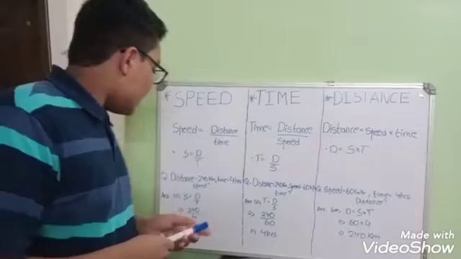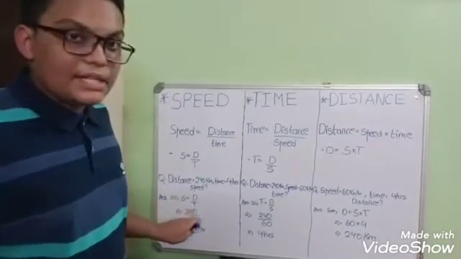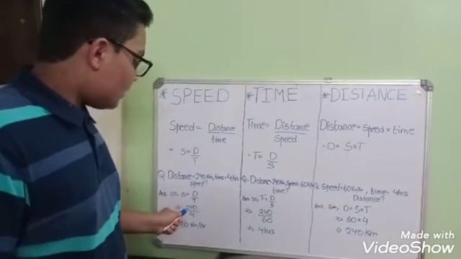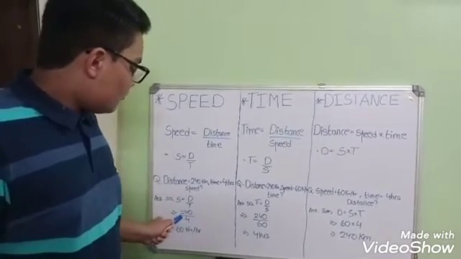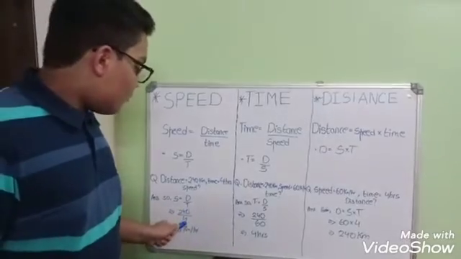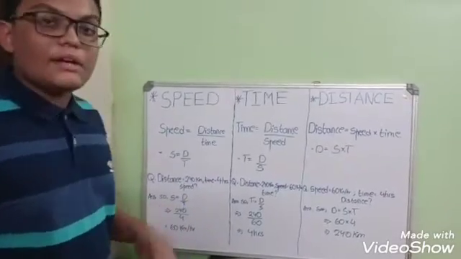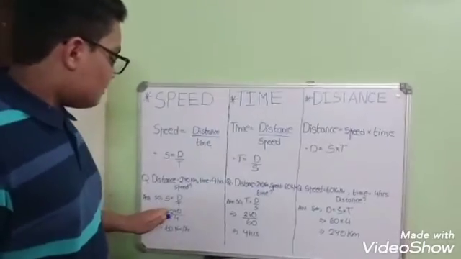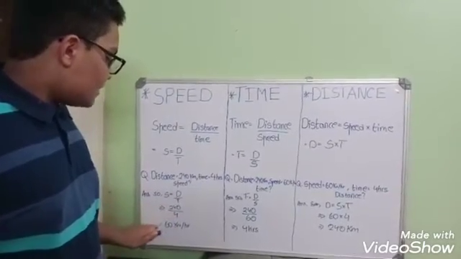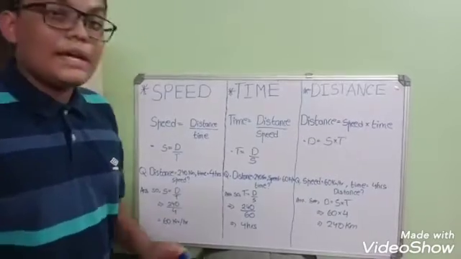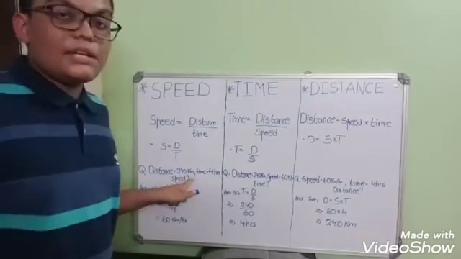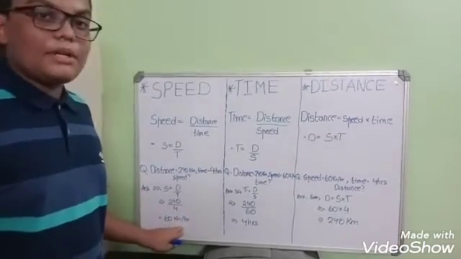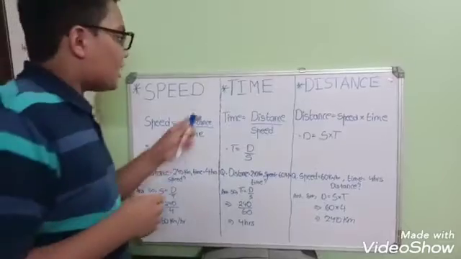As we all know that s is equal to d by t, that is speed is equal to distance divided by time. It will be 240 divided by 4, where 240 km is the distance and 4 is the time taken to cover that distance. So when we divide 240 by 4, we get 60 km per hour. And as the distance is mentioned in kilometer and the time is in hours, the unit of speed will be kilometer per hour.